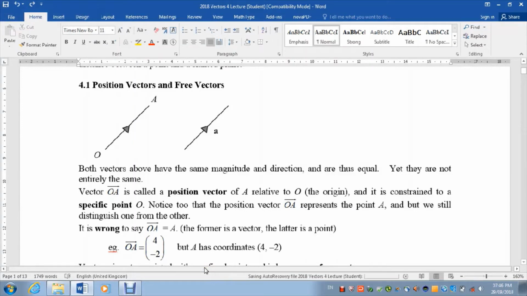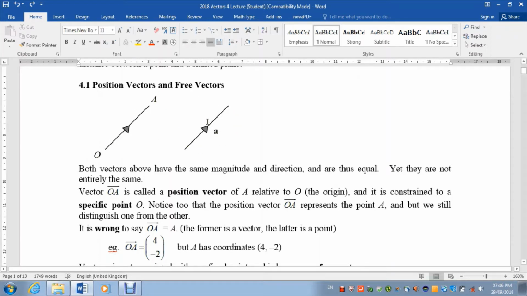Okay, now let us look at vectors 4. For vectors 4, we focus on finding the equation of lines and planes. Alright, so we no longer just deal with vectors, for example, position vectors or free vectors itself.